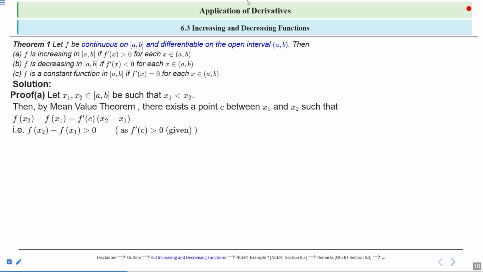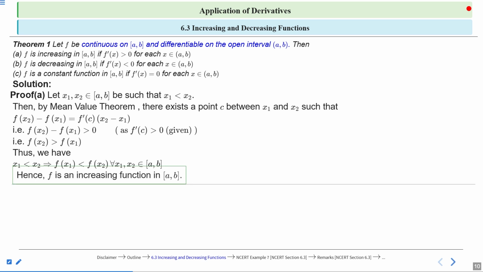That is, f(x2) minus f(x1) is greater than 0, as f'(c) is greater than 0, it is given. That is f(x2) is greater than f(x1). Thus we have x1 less than x2 implies f(x1) less than f(x2) for all x1, x2 belongs to (a, b). Got it? Hence, f is an increasing function in (a, b). This is actually the condition of an increasing function.